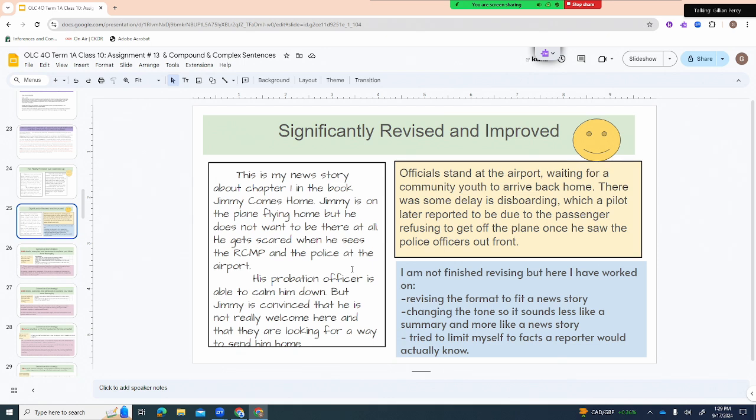Now, I haven't mentioned his name here because in real life, reporters often don't mention the names because youths are entitled to privacy. I know a lot of people do. I don't mark anybody wrong for that. When we're doing the assignment, it kind of makes sense. But that's why I haven't put the name there. The who is still community youth, right? What's happening? They're waiting for this person to arrive back home.